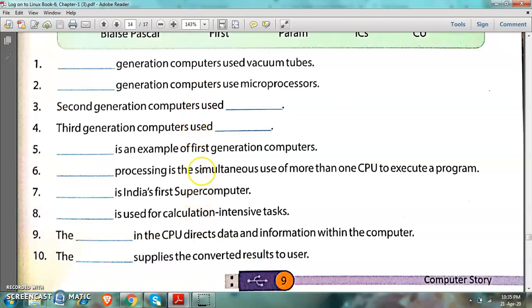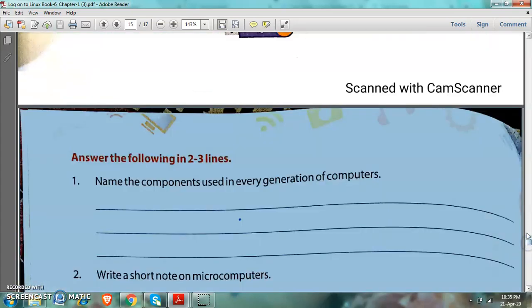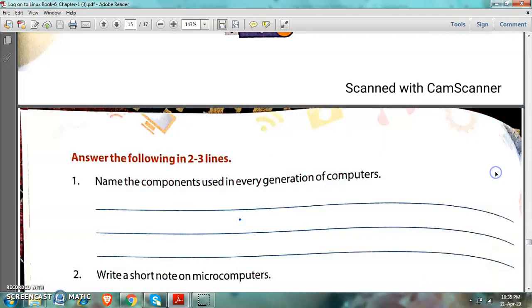Maximum of these are discussed in those two parts. So I hope it is clear, and you all will fill them in the book. Those who don't have the book will do this work in their notebook. When you get the book, you will fill all these answers in the computer book. Now come on, this part.